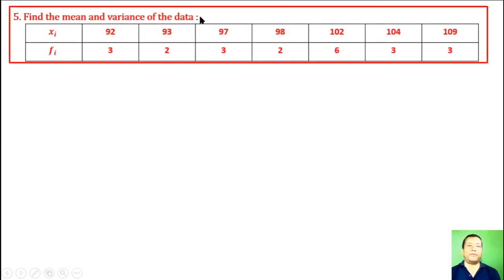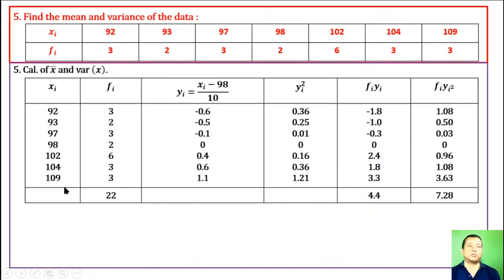Question 5. Find the mean and the variance of this data, which is similar to the above. Let us solve. Make the xi column and fi column, and introduce a new variate yi, obtained as xi minus a, divided by h. We take a as the central value, 95 or 90, any number from here, but we take the median one. And h can be any number we want, 5 or 10, but dividing by 10 is generally easier than dividing by 5. We introduce the new variate yi column, and the yi square and fi yi square columns.